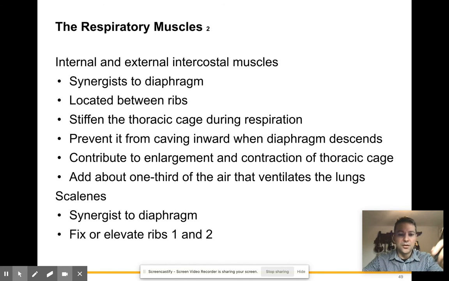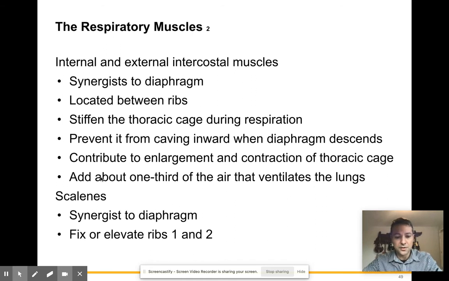They're going to help to stiffen the thoracic cage during respiration. That's going to help prevent internal collapse. We don't want internal collapse of the thoracic cavity. So those muscles in between your ribs are going to help prevent caving in when the diaphragm goes down. They're going to contribute to the enlargement and the contraction of the thoracic cavity. They're going to help expand that thoracic cavity during inhalation. And again, that's about 1/3 of the air that ventilates through the lungs.